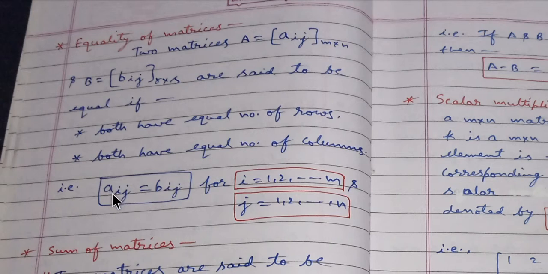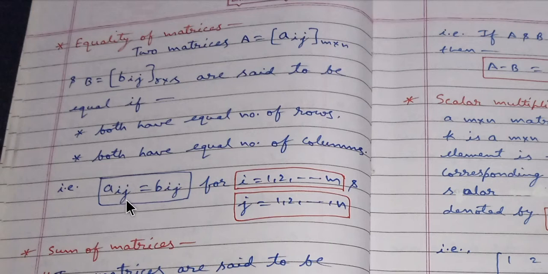That means A is the element of the ith row and jth column, and this element is equal to this element, which belongs to the ith row and jth column of the matrix B. So when these two matrices are equal, these two elements will be the same. Here I will be equal to 1, 2, up to M, and J will be equal to 1, 2, up to N. I and J just represent the ith row and jth column. So if there is Aij, it means that A is the element of the ith row and jth column.